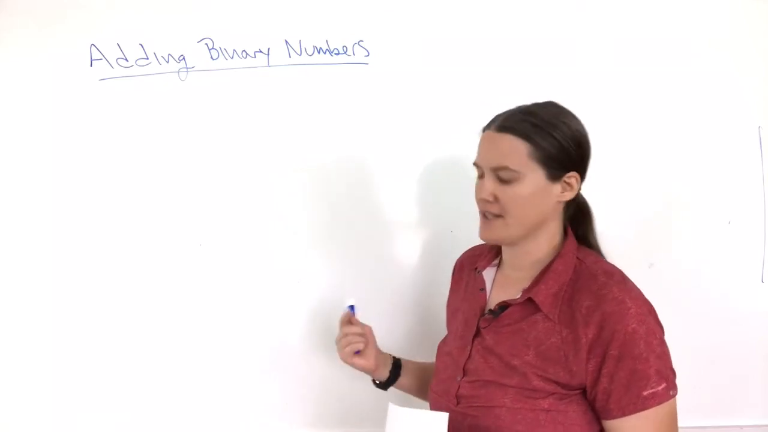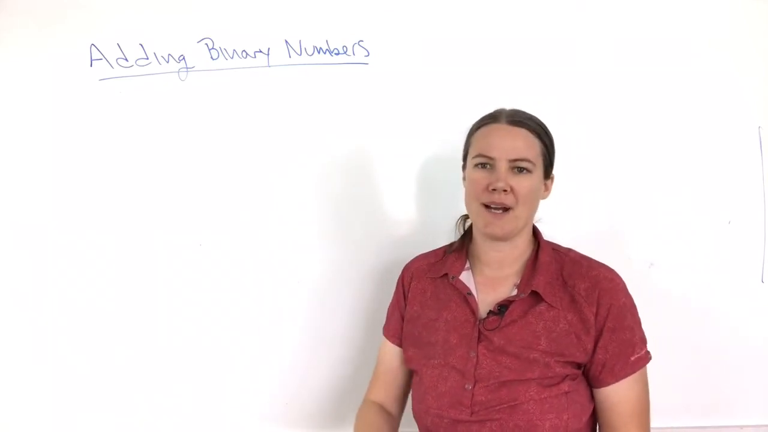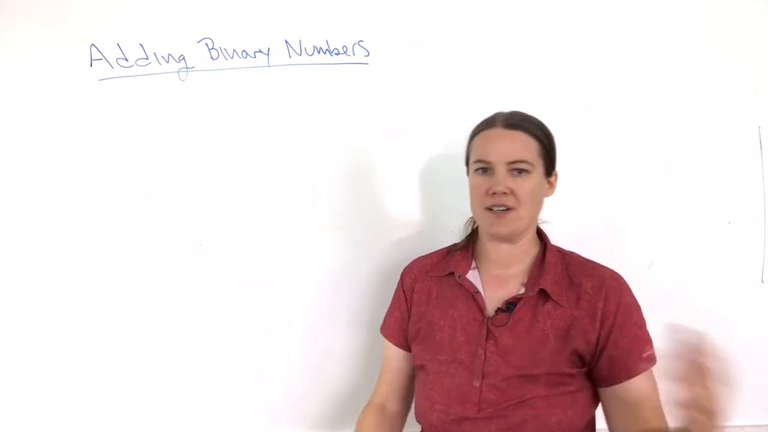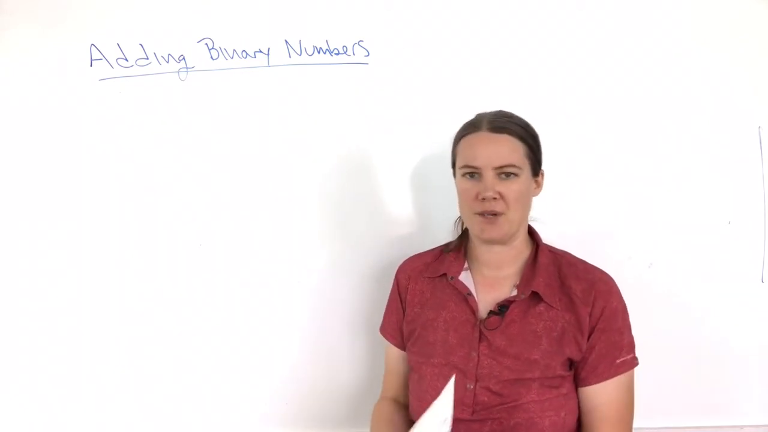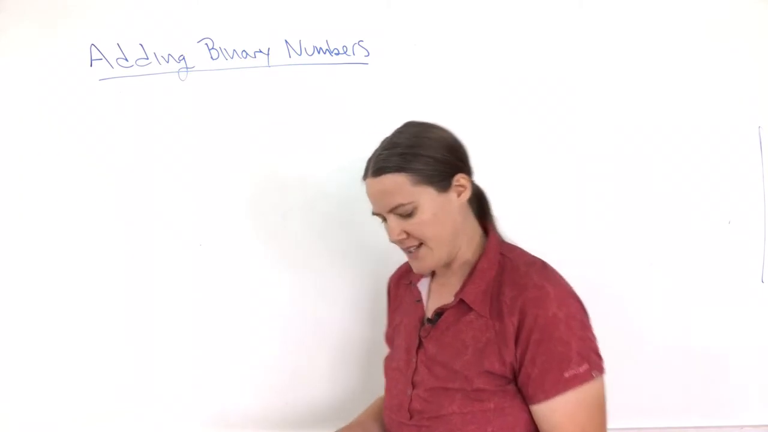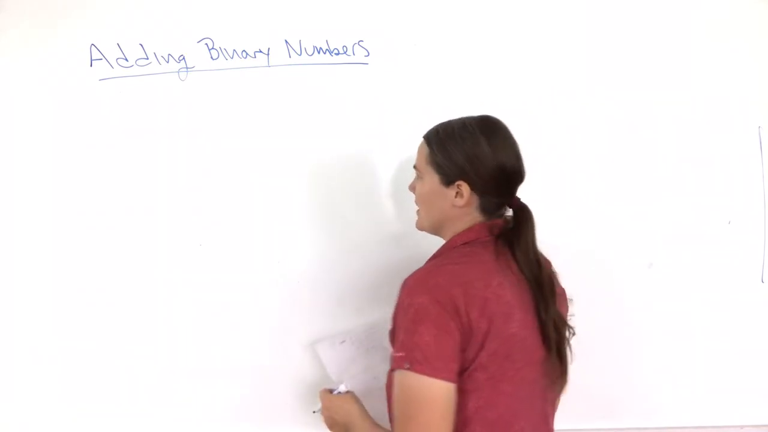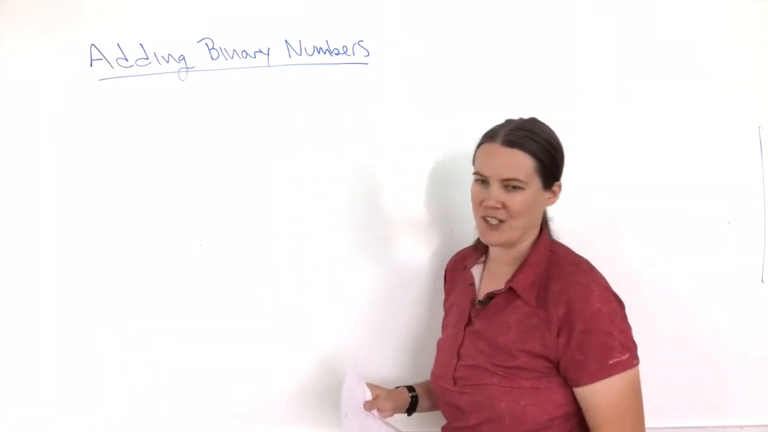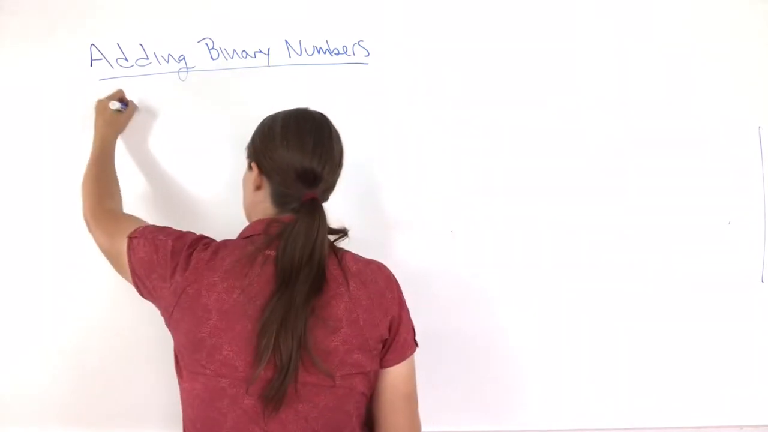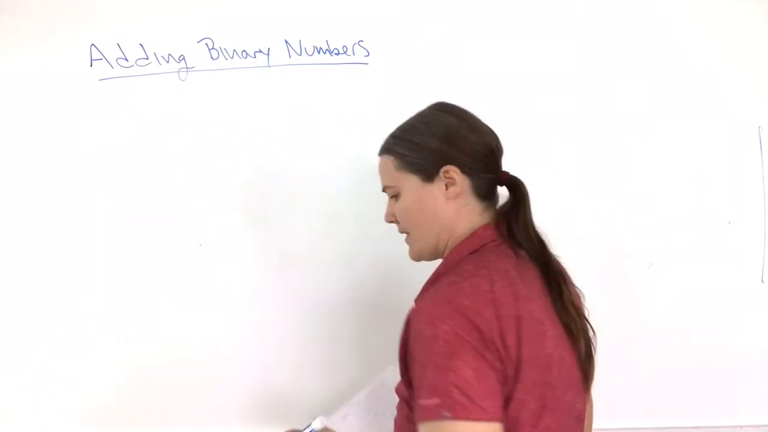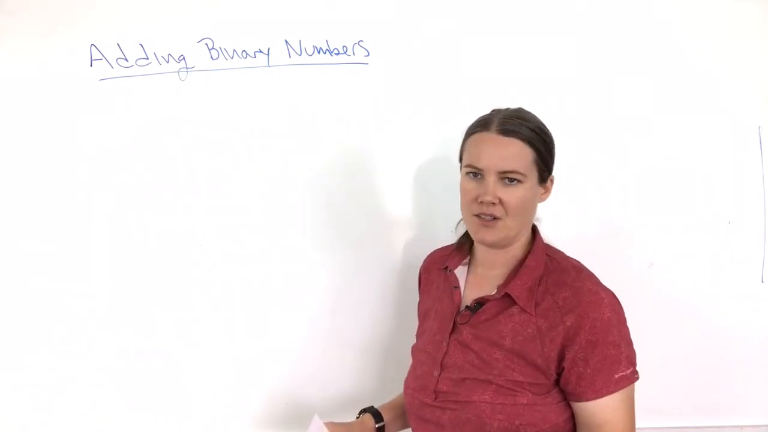In this video, I want to go over how to add binary numbers. And if you missed the video on how to convert decimal numbers into binary numbers, go back and watch that so you know how to get your binary number. So adding binary numbers is really simple. There's just a few rules that you follow. And I'm going to actually write down some numbers to add first, and then I'll write down the rules.